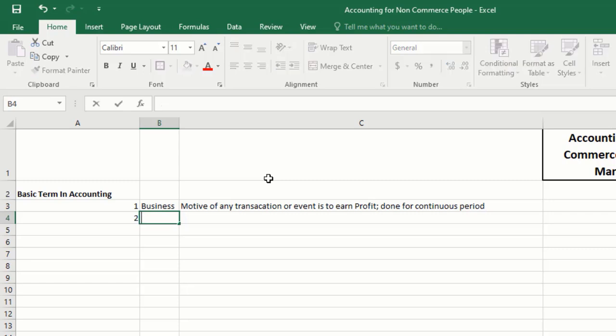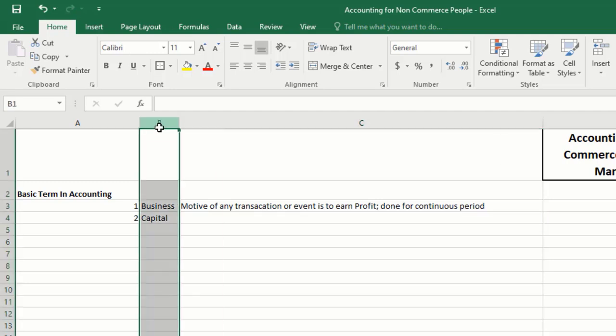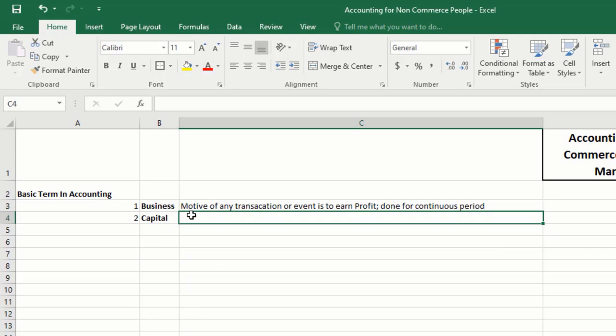Second, how does the business start, sir? So business starts with capital. Definitely a business cannot start unless we have capital. So let us do one thing. I can make this entire row bold. Okay. So capital. What is capital?